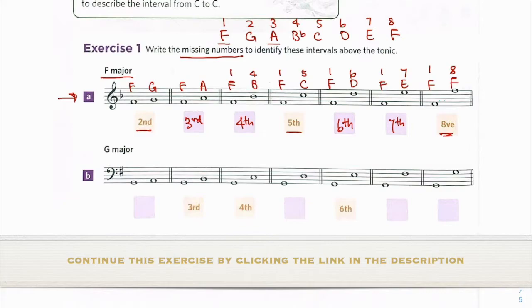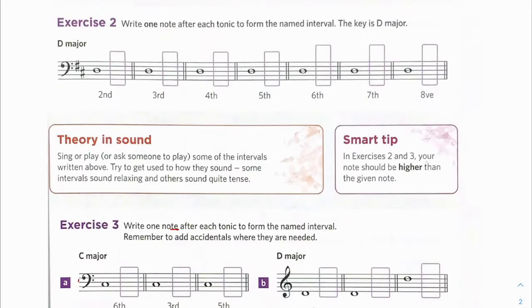Exercise 2. Write one note after each tonic to form the named interval. The key is D major. So here, what we need to do is to write the note in the right place on the staff according to the given interval. We are in D major, bass clef. The starting note in every bar is a D.